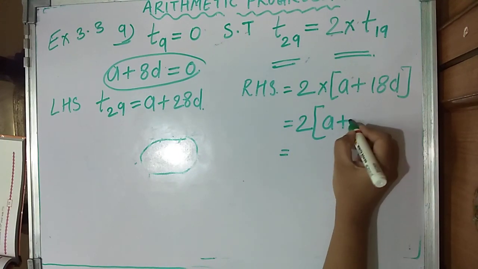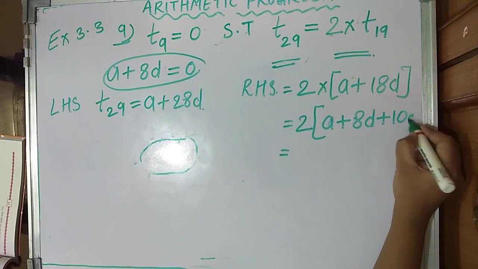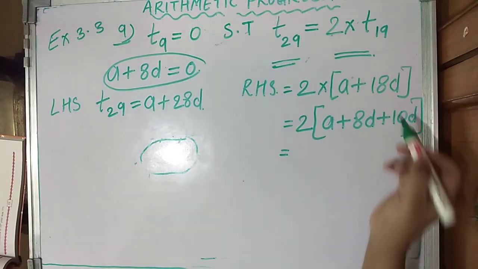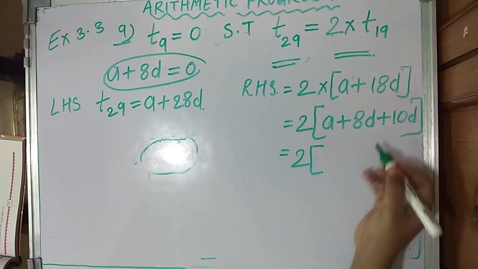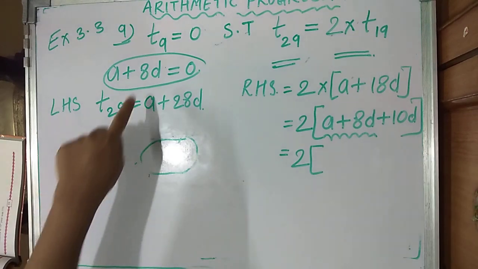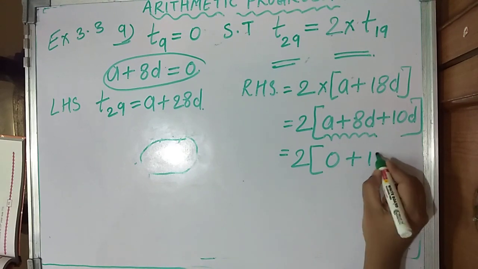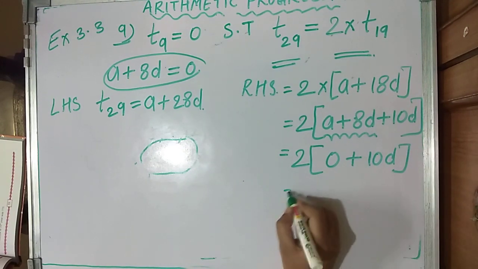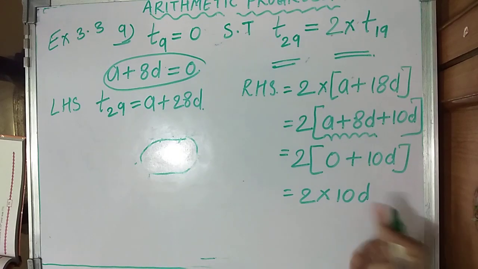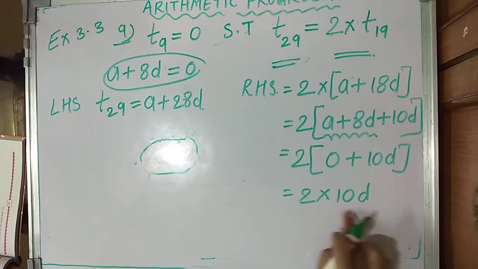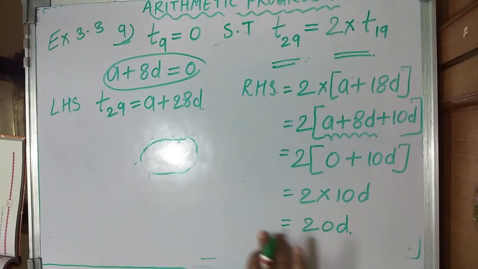So A plus 18D can be written as A plus 8D plus 10D. 18D is total of 10D and 8D. So this will be 2 times. We know that A plus 8D is 0 from the given step. So this full A plus 8D becomes 0 plus 10D. So this will be 2 into 10D, because 0 added with any number gives you the same number. So you get 10D, and 2 into 10D will become 20D. This is the final evaluation for RHS.